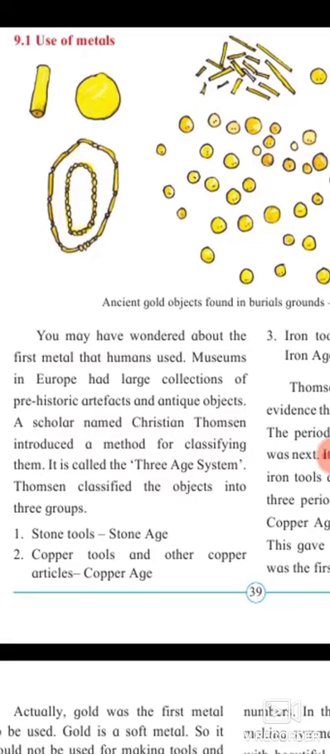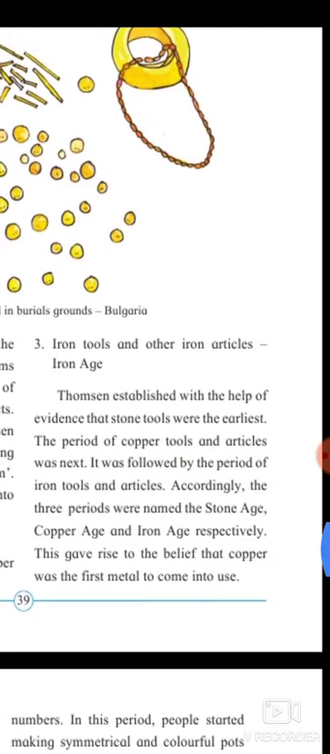Thomsen classified the objects into three groups: stone tools, the Stone Age; copper tools and copper articles, the Copper Age; iron tools and other iron articles, the Iron Age. Thomsen established, with the help of evidence, that stone tools were the earliest. The period of copper tools and articles was next. It was followed by the period of iron tools and articles. Accordingly, the three periods were named the Stone Age, Copper Age, and Iron Age, respectively.